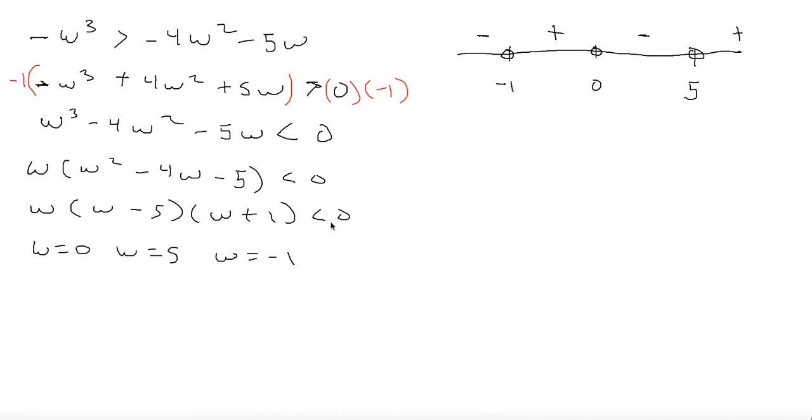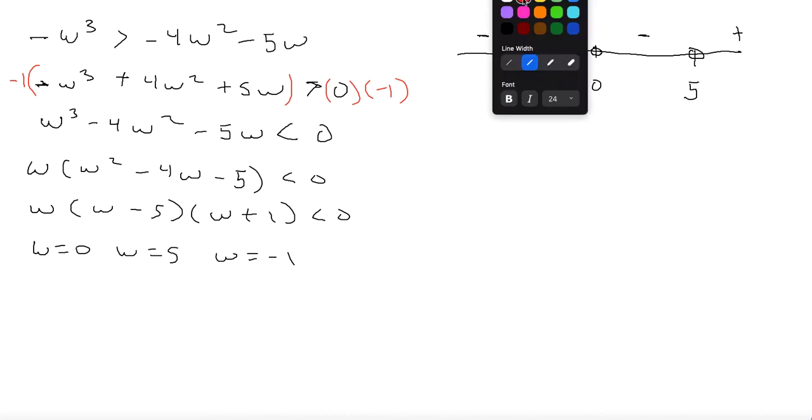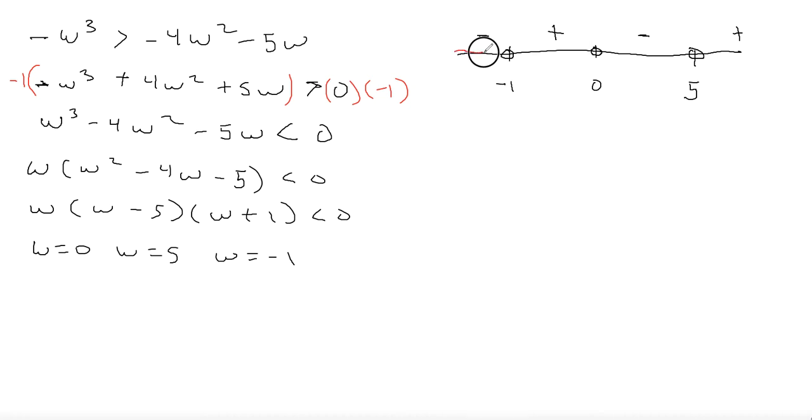What we wanted to find was where this thing is less than 0, so that's going to be the negative regions. So we would want this part for our answer, and we would want this part for our answer. And then there's no equals on here, so these are all going to be open dots. So this would make my solution -infinity up to -1, and then union that with 0 to 5.